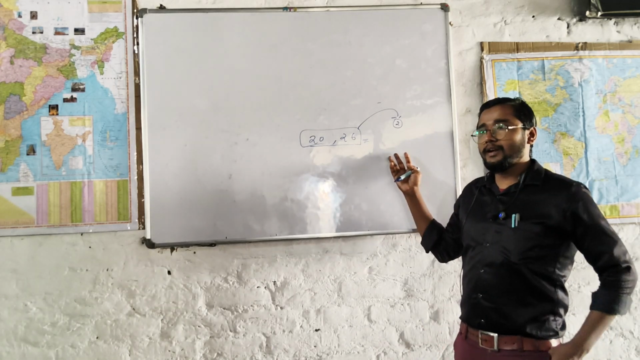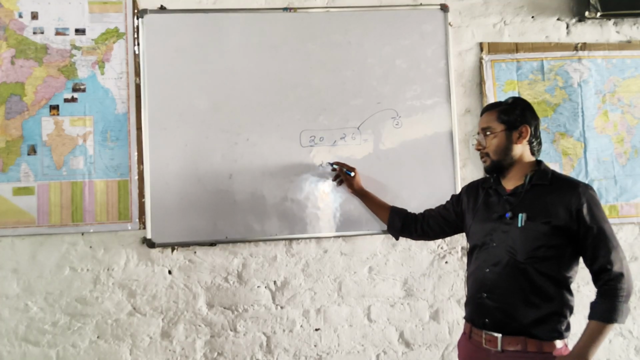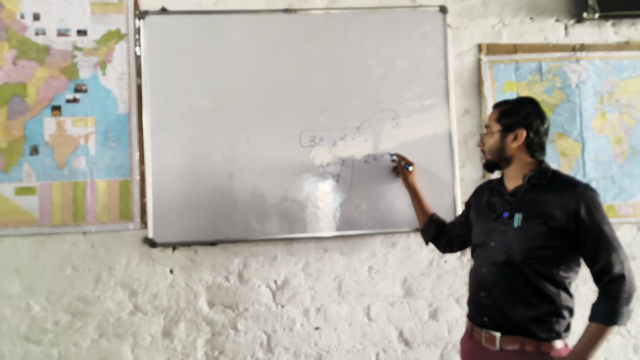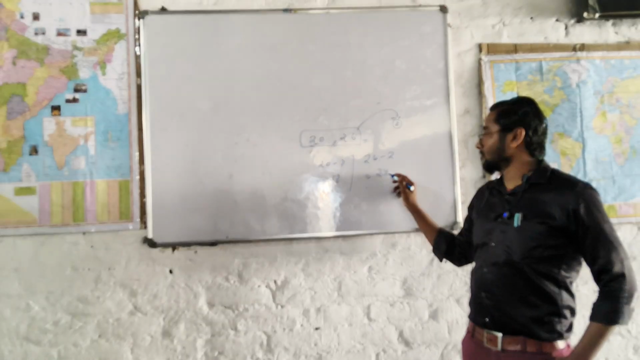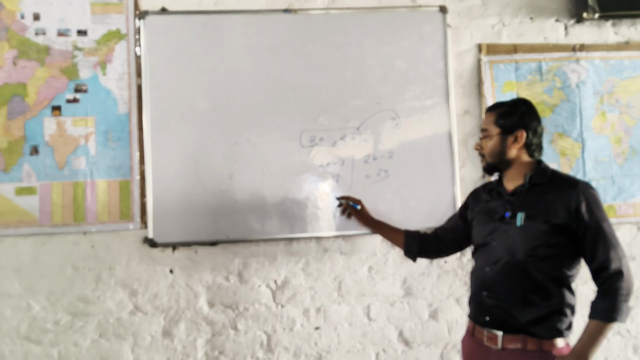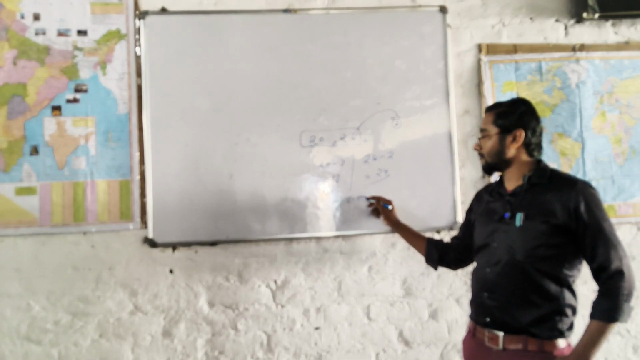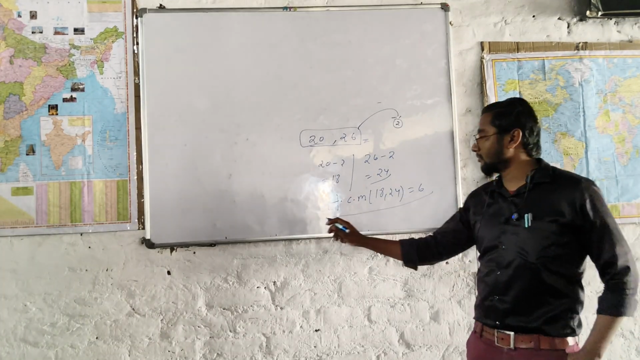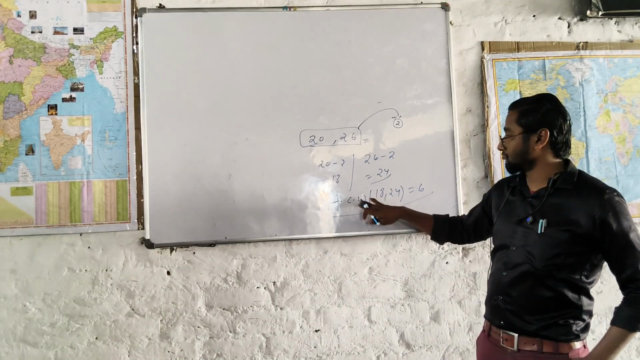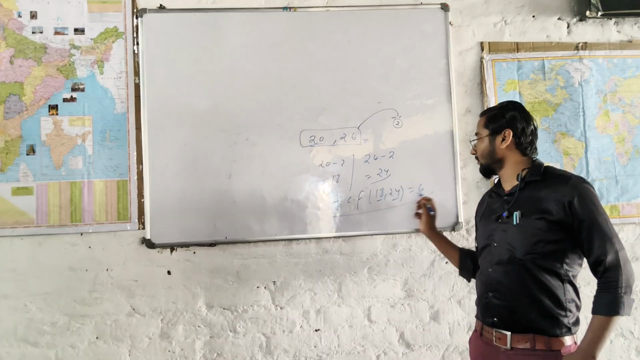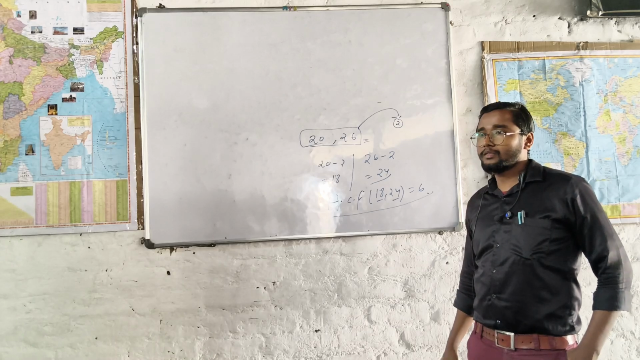So whatever the remainder is, we have to subtract. 20 minus 2, what will you get, guys? 18. Or 26 minus 2, what will you get? 24, right? And let's find out the HCF of 18 and 24. Tell me, guys, what will you get? HCF of 18 and 24, you'll get 6, right?